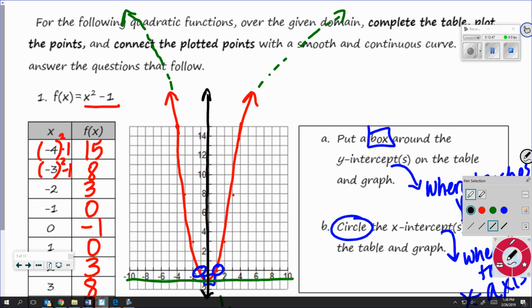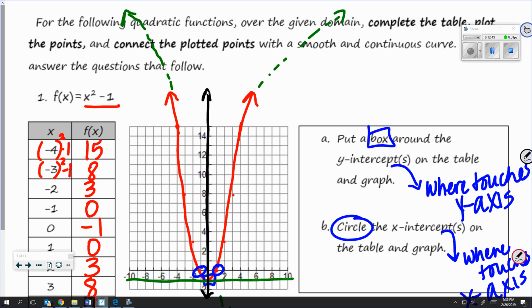If we take our axis and go 1 to the left, does that touch my x-axis? Yes. If we go 1 to the right, does that touch my x-intercept? Yes, it does. That was 1 and 1. Are those the same? Yes. That means this line is symmetrical. Symmetrical means it's the same on both sides. So we know we're right there.